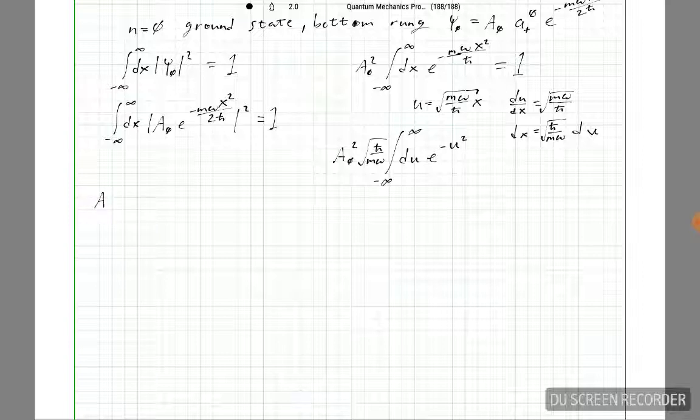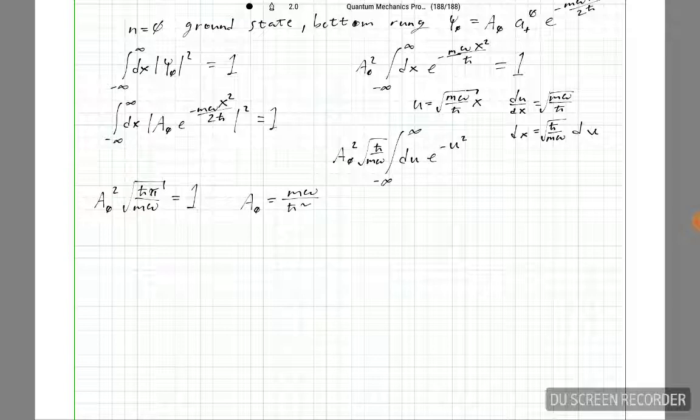So what I get is a naught squared times h bar pi over m omega, and all of that equals 1. So that means that my a naught is equal to m omega over h bar pi to the 1/4 power. So now I have my bottom rung normalization constant. So I am able to normalize the bottom rung.